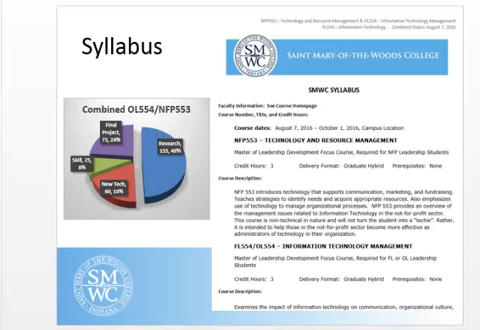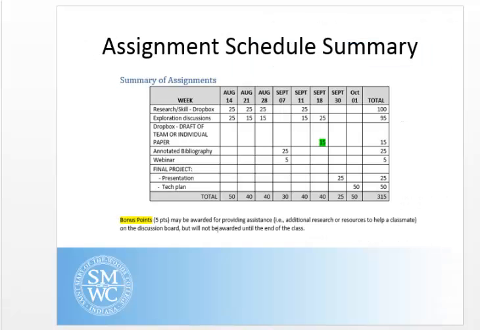If we look at our syllabus, we run from August 7th through October 1st, which means there's no extra breathing space in this other than I've tried to leave you some extra time at the end of the course. So this is kind of what your assignment schedule summary looks like. You have a research skill assignment, which goes into the assignment section in your course. I've called it Dropbox. And then we have exploration discussions, and those go in the discussion board.